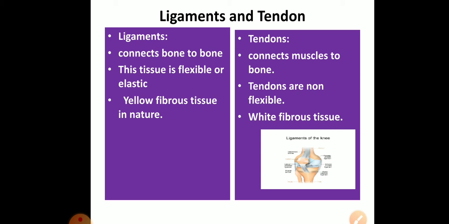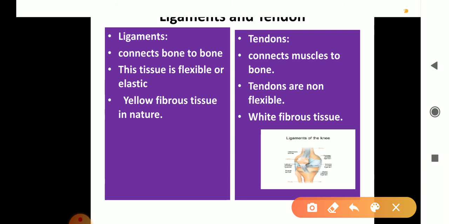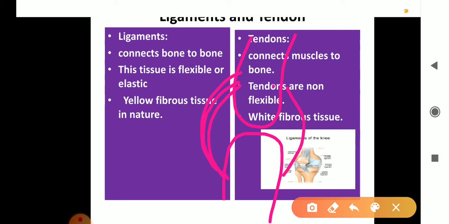Ligaments connect bone to bone. It means in this diagram also you can see, suppose this is one bone and this is another bone. Now ligaments are present at this position here. These are connecting bone to bone. The fibers which connect bone to bone are called ligaments, right? And this is a flexible tissue. It is elastic and flexible and yellow in color. These are called yellow fibrous tissue.